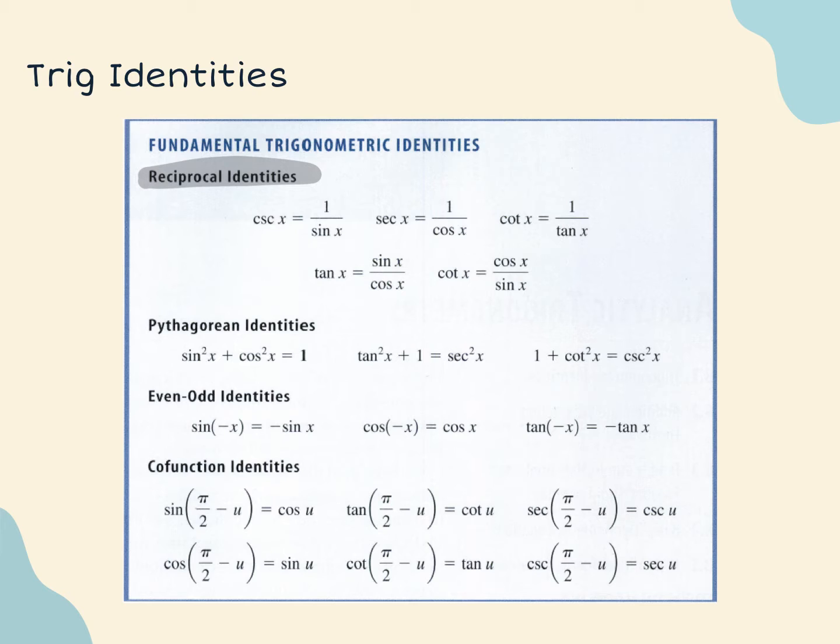So cosecant is 1 over sine, secant is 1 over cosine. Cotangent has 2 options. It can either be 1 over tangent or it can be cosine over sine. And then tangent could be 1 over cotangent or it could be sine over cosine. Then came our Pythagorean identities.